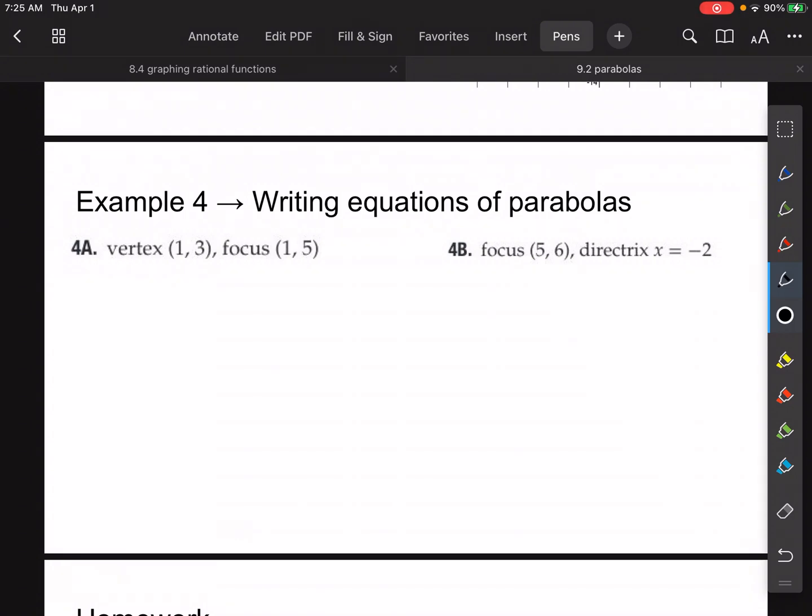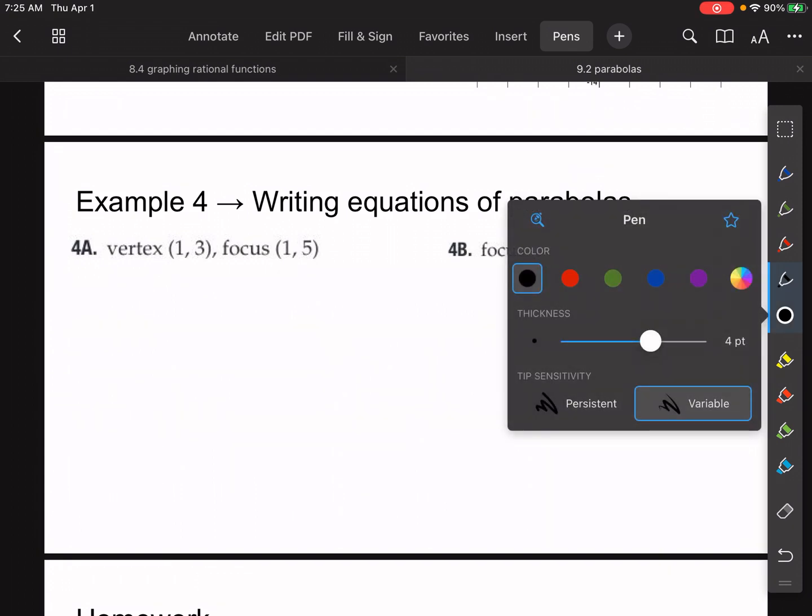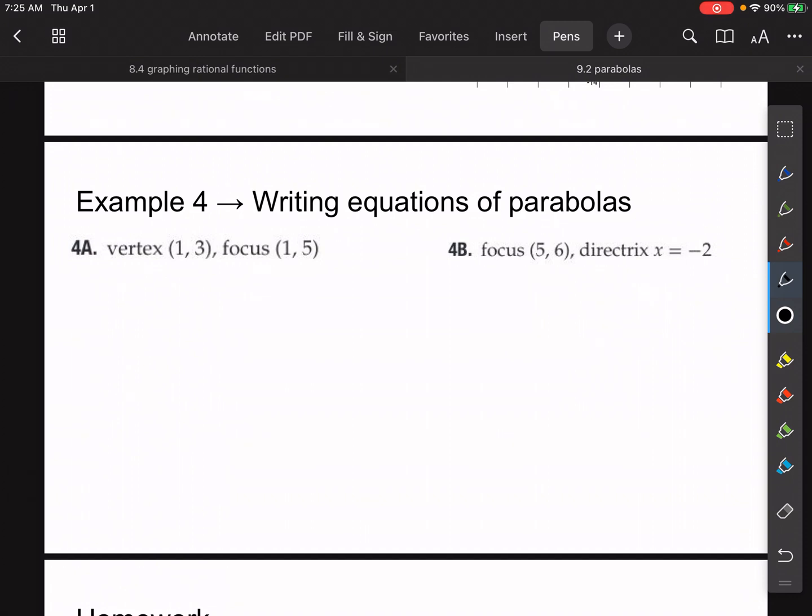All right, Algebra 2, welcome back to lesson 9.2. We are going to look at the last example here today. So, for today, you guys, we're going to be referring back to the chart that we talked about last time quite a bit. Okay, so here's what we need to do for 4a.